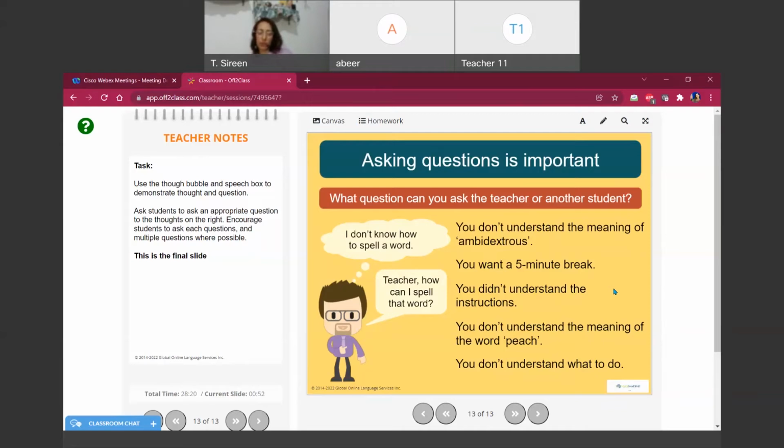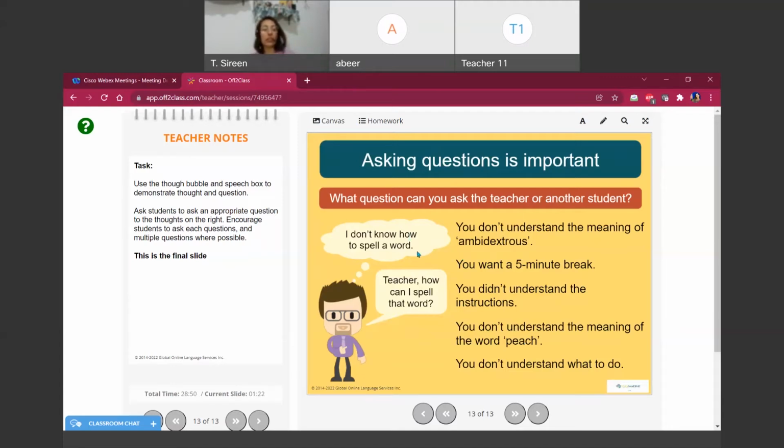I don't know how to spell the word. This is what the student may tell the teacher. Yes, exactly. So the student may ask, how can I spell the word ambidextrous? Or, I don't understand peach.